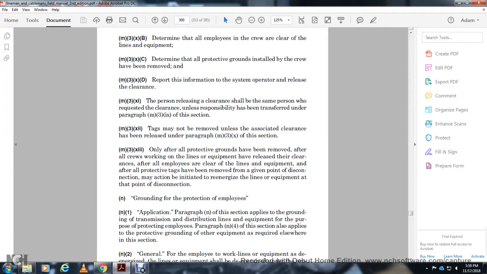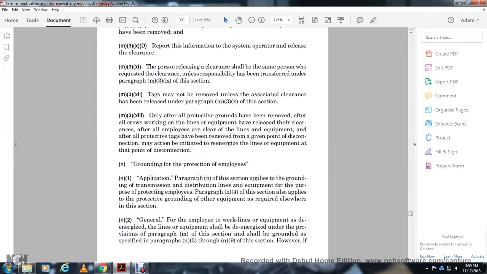Grounding and protection of employees: the application of the paragraph at the end of this section applies to grounding of transmission and distribution lines and equipment for the purpose of protecting employees. Paragraph N4 of this section applies to the protective grounding of other equipment that is required elsewhere in this section. Alright, for employees working on lines and equipment that are de-energized, the lines and equipment de-energized under the provisions of paragraph M of this section shall be grounded as specified in paragraphs N through N3 through N9 of this section.